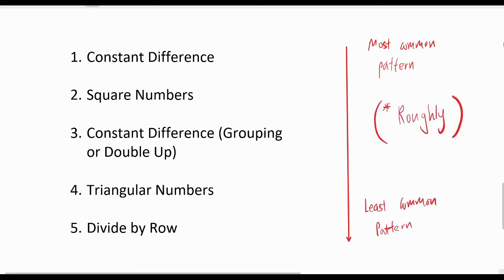Number 1, constant difference. Number 2, square numbers. Number 3, constant difference in brackets, grouping or double up. Number 4, triangular numbers. Number 5, divide by row.